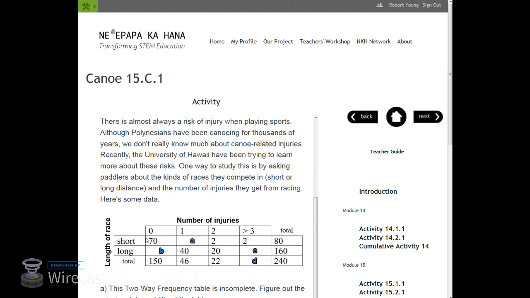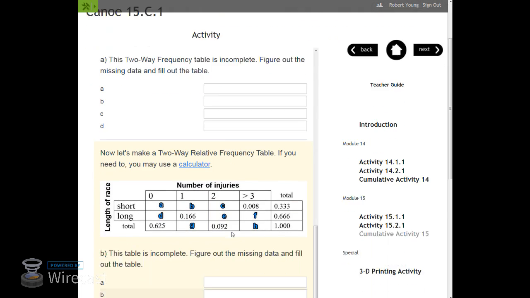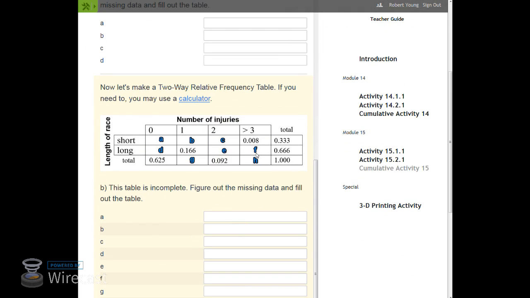So in this activity, we're just going to fill out these missing data using the given data. So it's kind of like Sudoku. Just fill out A, B, C, and D, and then you change it to the frequencies.